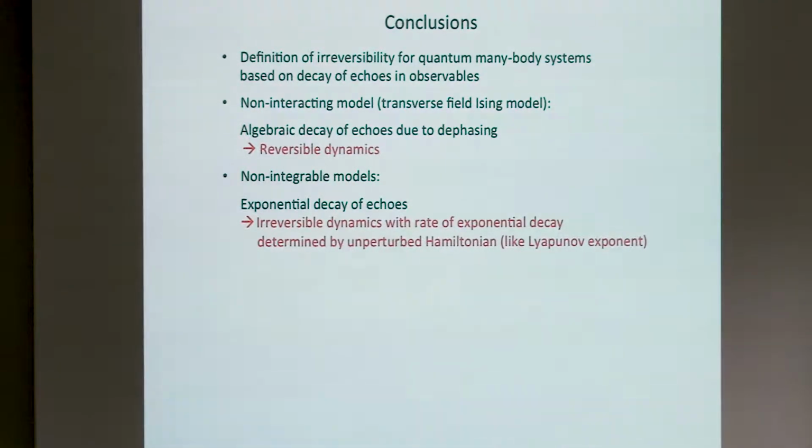OK, so this brings me to the conclusions. We suggested a definition of irreversibility based on the decay of echoes in observables. For the non-interacting, very simple integrable model that we looked at, the transverse field Ising model, for the things that we looked at, we always found an algebraic decay of the echoes, which is what we would call reversible dynamics. For the non-integrable models that we looked at, we always found an exponential decay of these echoes with a rate that looked independent of the strength of the perturbation, as far as we can see.